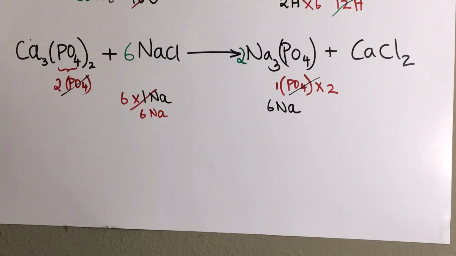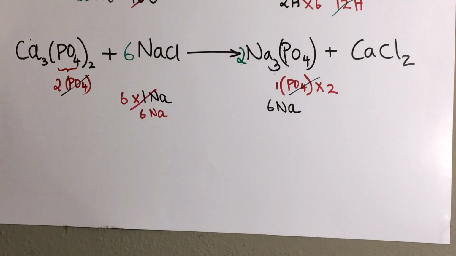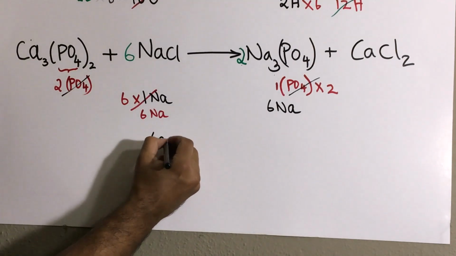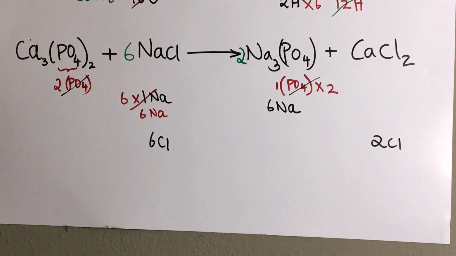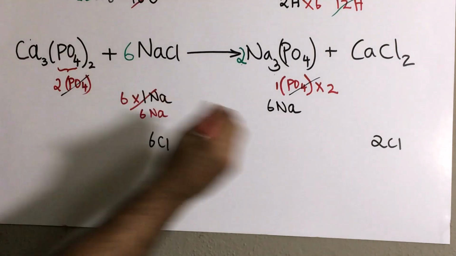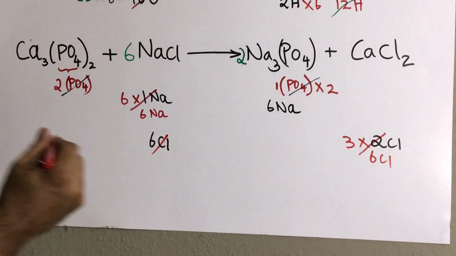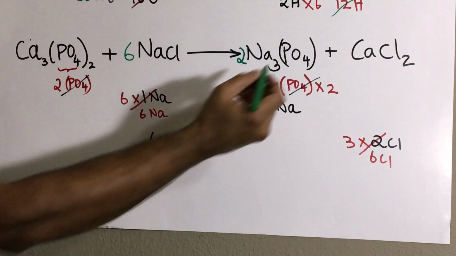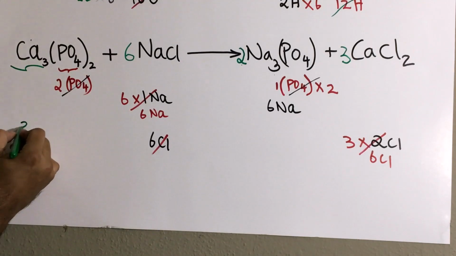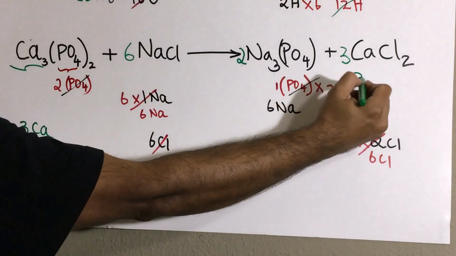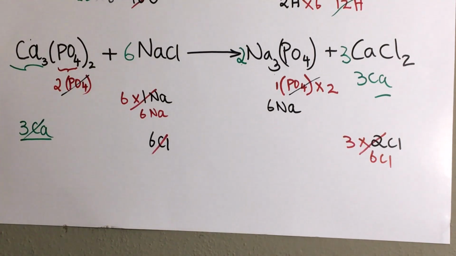So what have we done in the process? It's easier if you actually keep count of the element to which you've added the 6. So now we have 6 Cl, and then we have 2 Cl's, right? How do we go from a 2 to a 6? Pretty simple, you guessed it. Multiply by 3. So now we have 6 Cl's, right? So we put a 3 right here. Now if you notice, we have 3 calciums, and we have 3 calcium. So everything is tallied for, and you have a balanced equation.